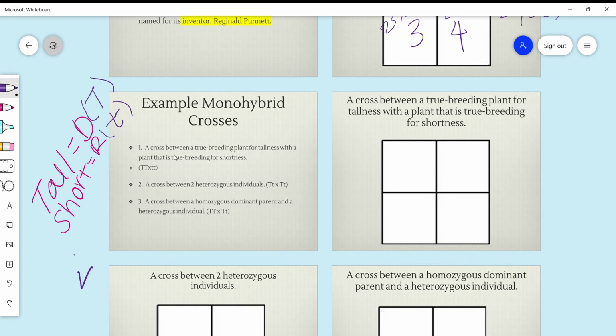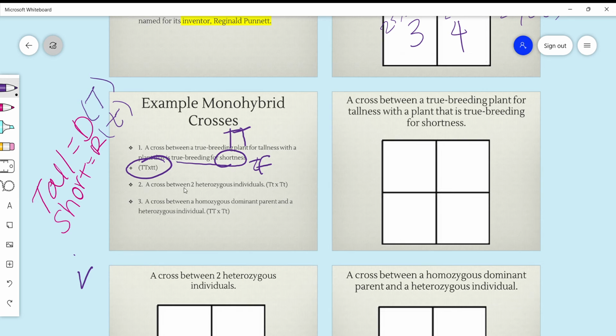So in this case, a cross between a true breeding plant for tallness and a true breeding plant for shortness. Tallness, true breeding, means it's going to be 2 uppercase T. True breeding shortness would be 2 lowercase t. So in this case, we would be performing that Punnett square. Okay, so let's move on to our second one.